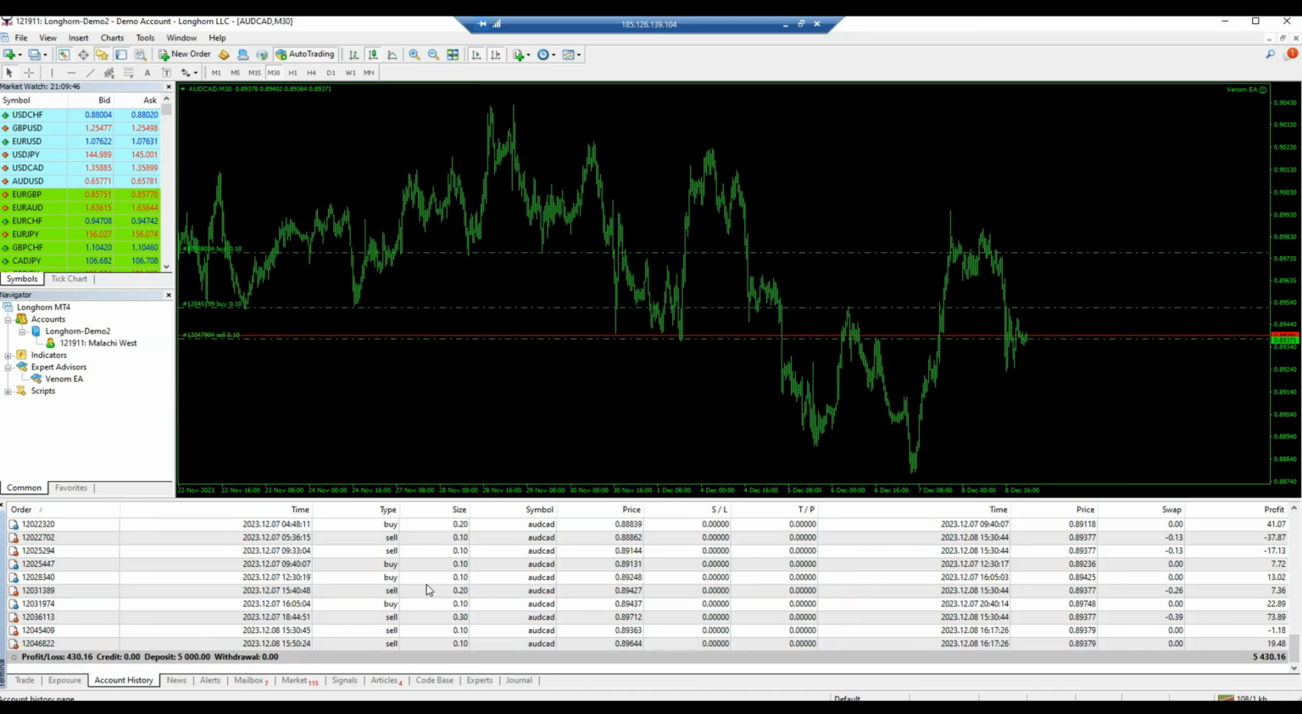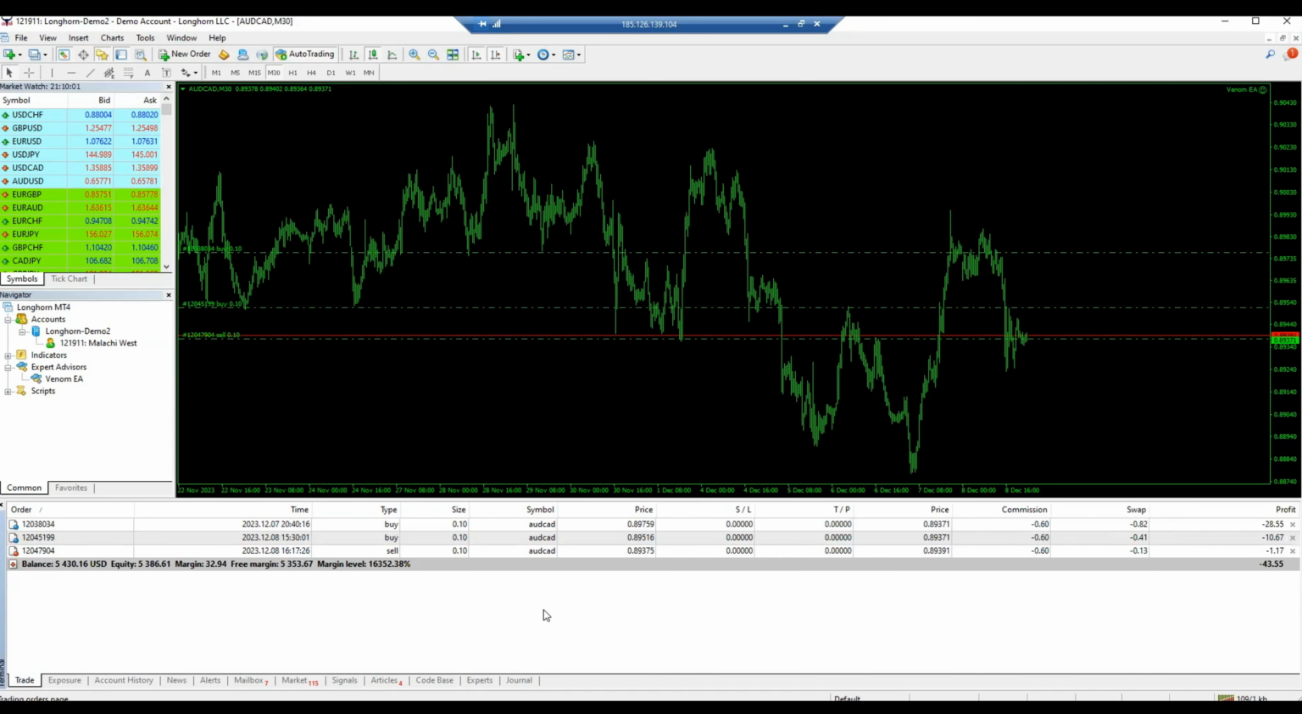Lot sizing, I have it set to start at, I'm sorry, I have it set to start at 0.10, and using the Fibonacci. And then let's look where we're at. We've got 3 trades open, and on this account, it's a demo account of 5,000, and our margin, we're at 16,000. So we're not even close to using that up.